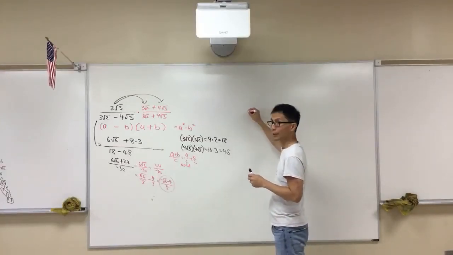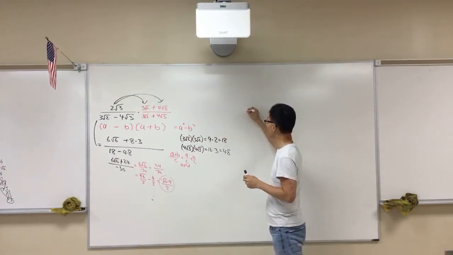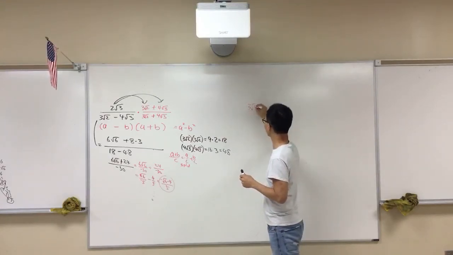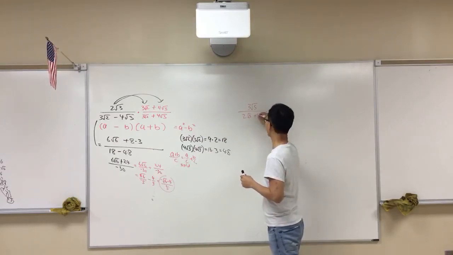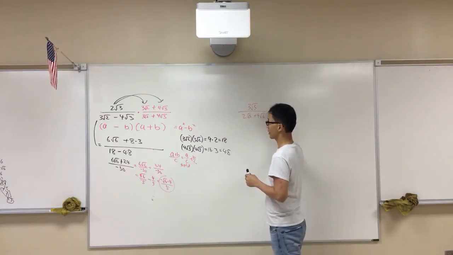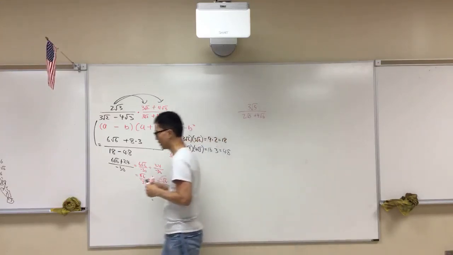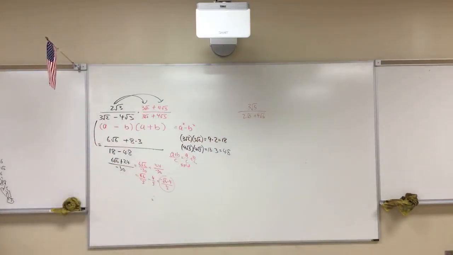I have no spirit. So we're gonna give you a question that says 3 square root of 5 over 2 square root of 3 plus 4 square root of 6, and I want you to simplify this. 3 square root of 5 over 2 square root of 3 plus 4 square root of 6. I need to rationalize this.